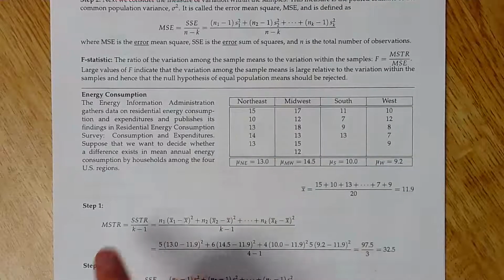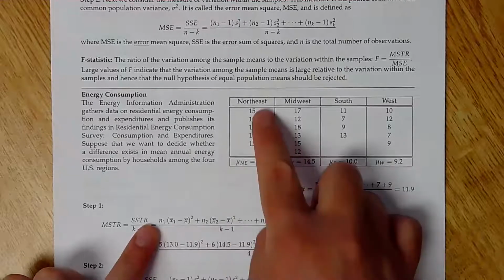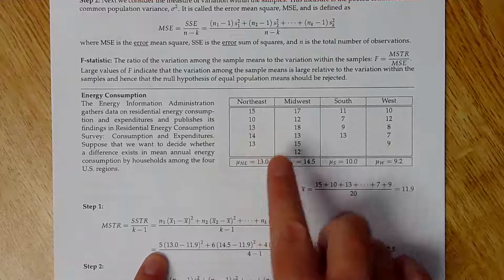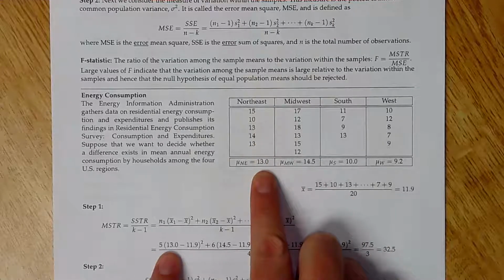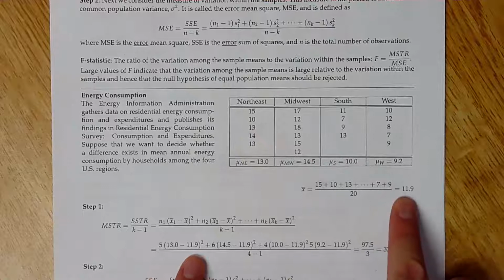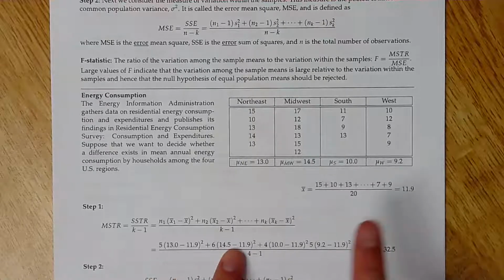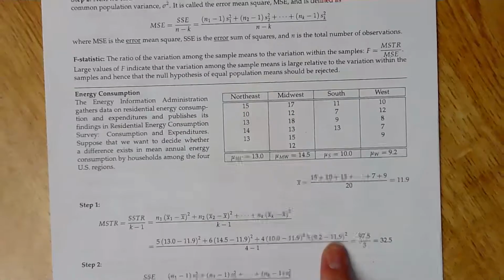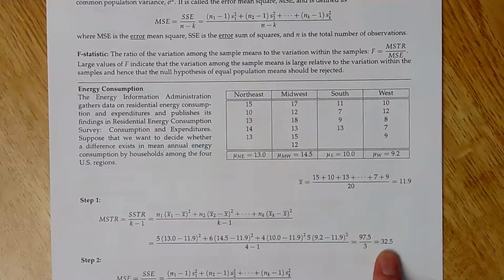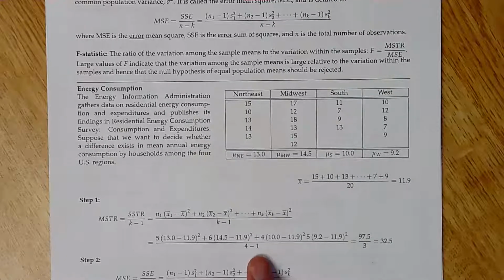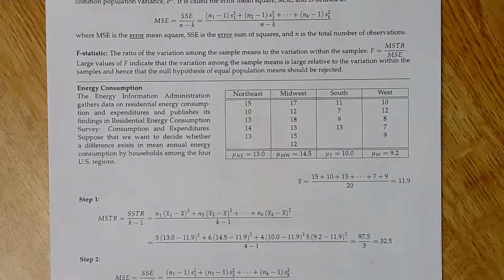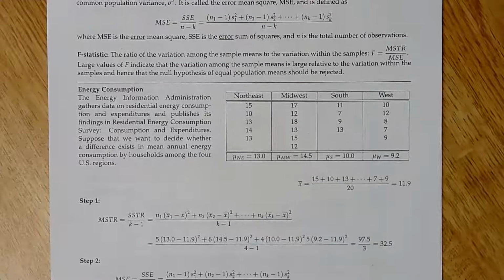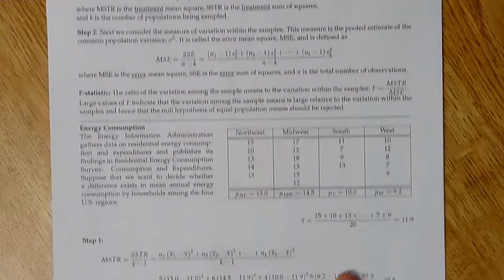And then to get this treatment mean square, I'll take that first sample size. There's 5 pieces of data here, and the mean is 13. And I'll subtract off this overall mean, 11.9, and square it. And I'll do that for the Midwest, for the South, and for the West. And you end up with about 32.5. So once you divide that by that 4 minus 1, or the 3, that'll give us the numerator for our F statistic. Let's look at how we find the denominator.